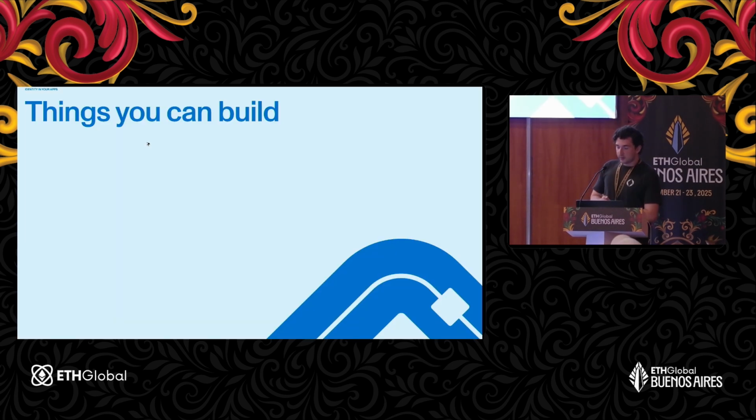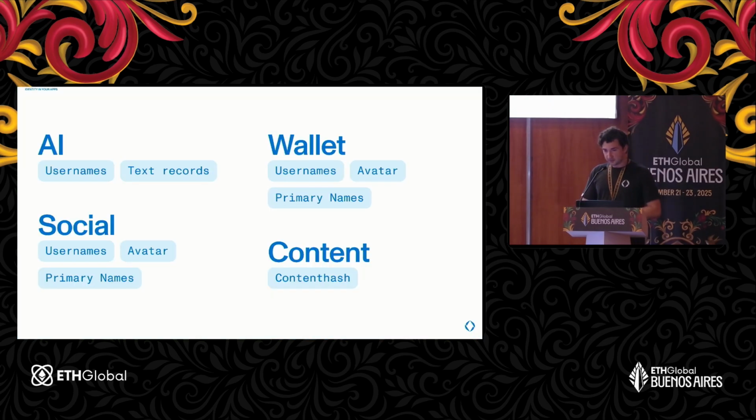Cool. And so, things you can build, now that I've highlighted a few different features. If you're building an AI, consider using usernames and text records, which is a way to store arbitrary data alongside your ENS name. If you're building some sort of wallet, then again, assign each user a username if they don't already have one, and make sure to set their avatar so that when they go to other apps, they can be recognized with ENS, their portable Web3 profile. I'm going to keep saying that to kind of get it in your mind.